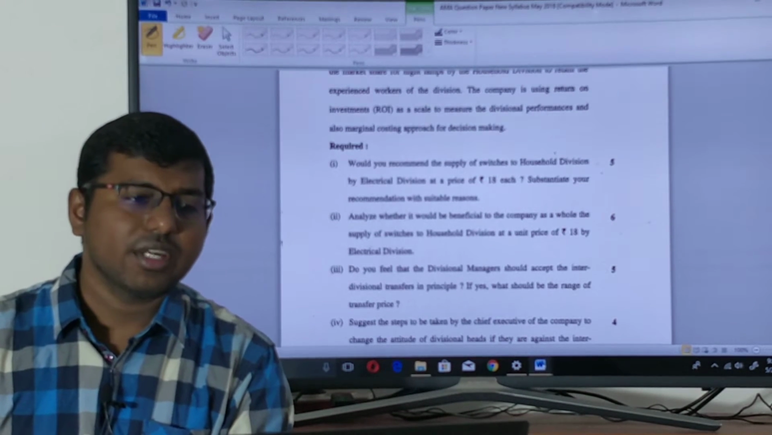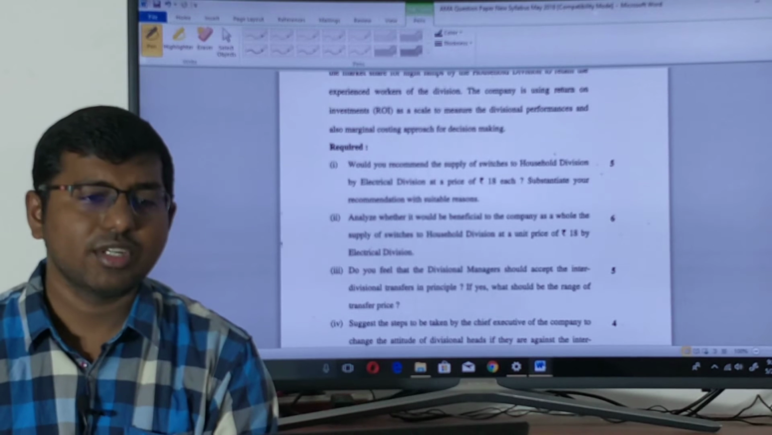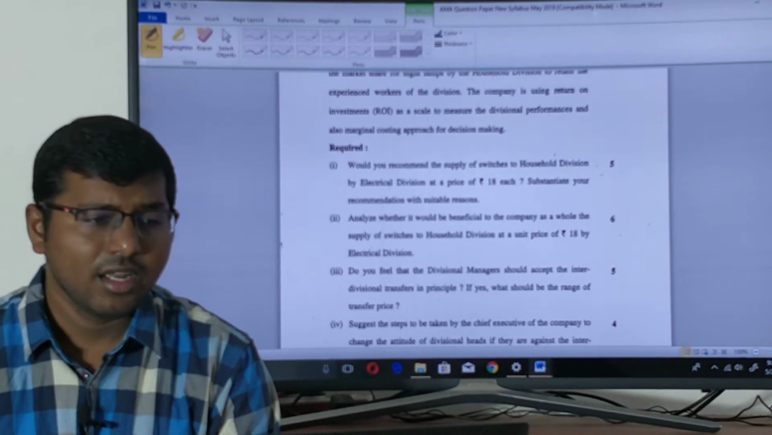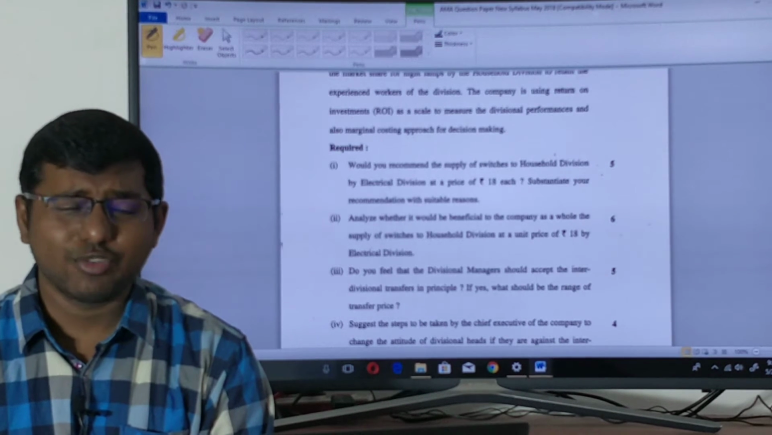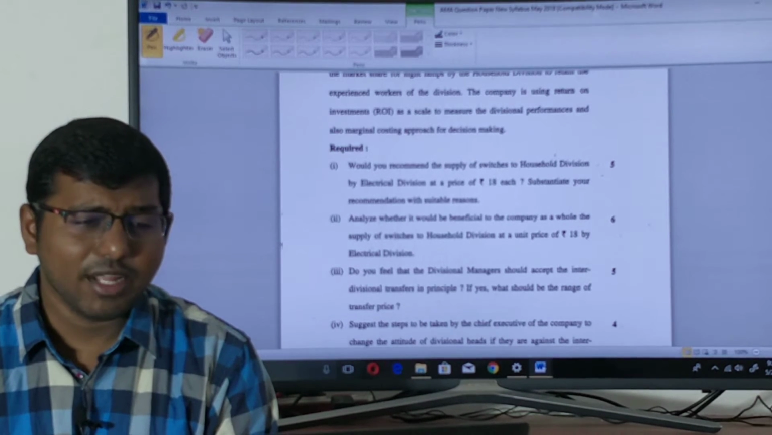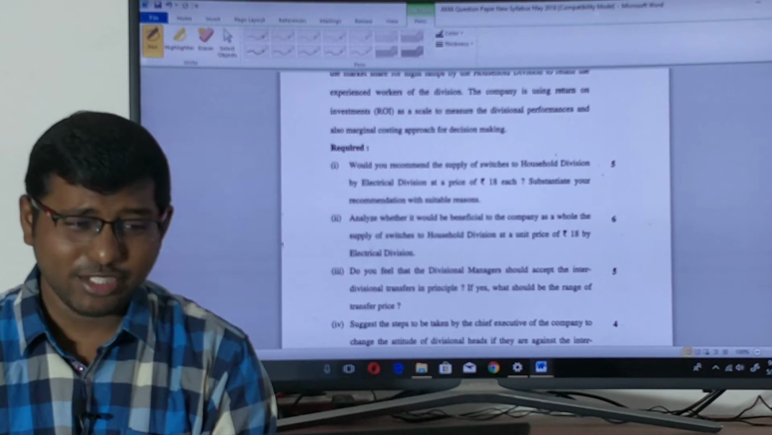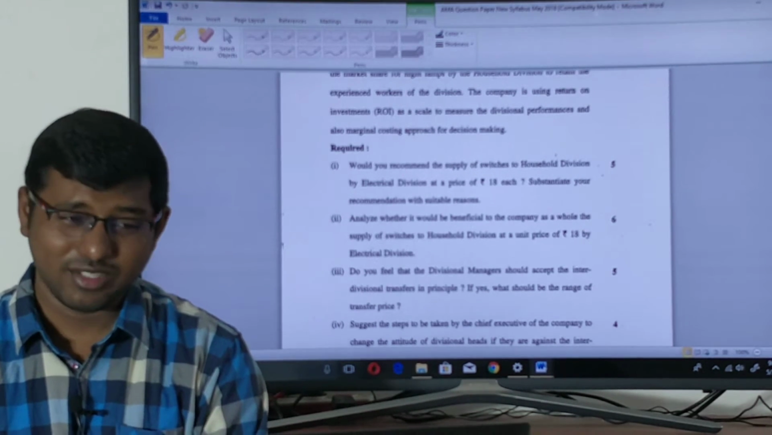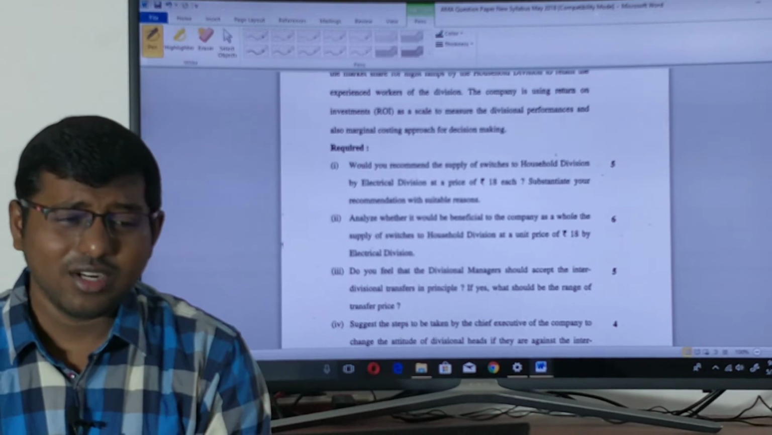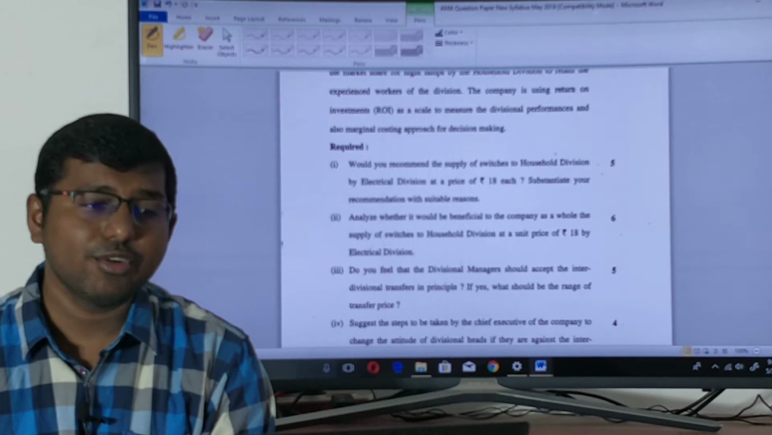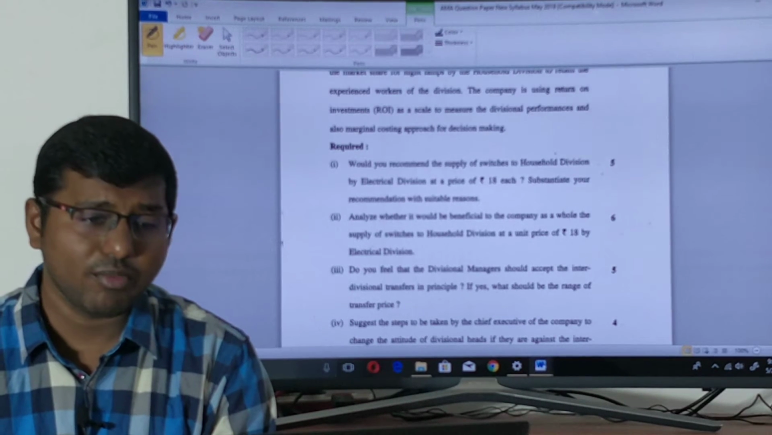Okay, so let's get back to the question. The company is using return on investment as a scale to measure the divisional performances and also the marginal costing approach for decision making. Fantastic. You are required to, first one, recommend the supply of switches to the household division by the electrical division at a price of 18 each? Substantiate your recommendation with suitable reasons. So here, not just answering whether you should recommend or not, you have to substantiate your recommendation with suitable reasons. That's also important.